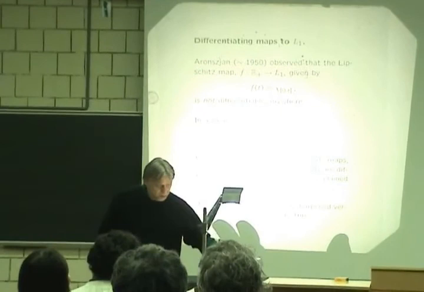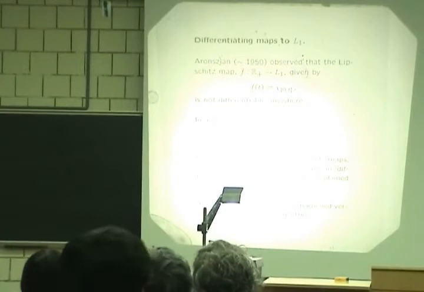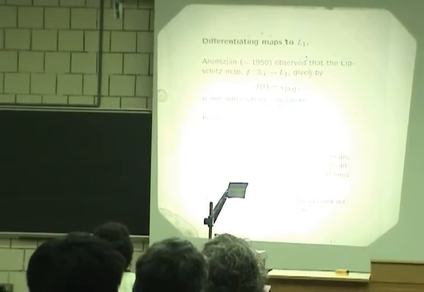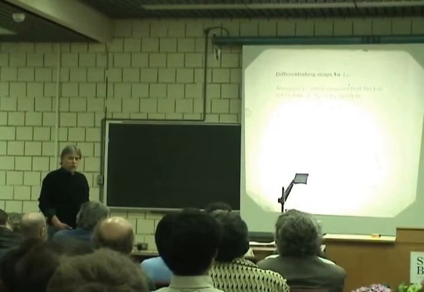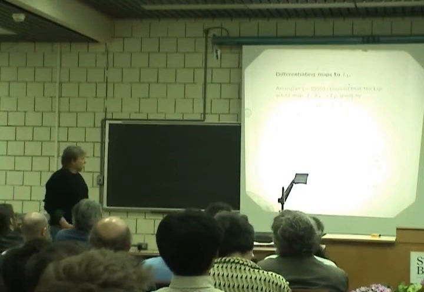Now here's something to keep in mind in this story. One way you might try to study whether maps become degenerate or not, or their behavior on a small scale, is if you had a kind of differentiation theory, which certainly does exist for certain infinite dimensional targets, like, for example, L^p, p strictly between 1 and infinity.